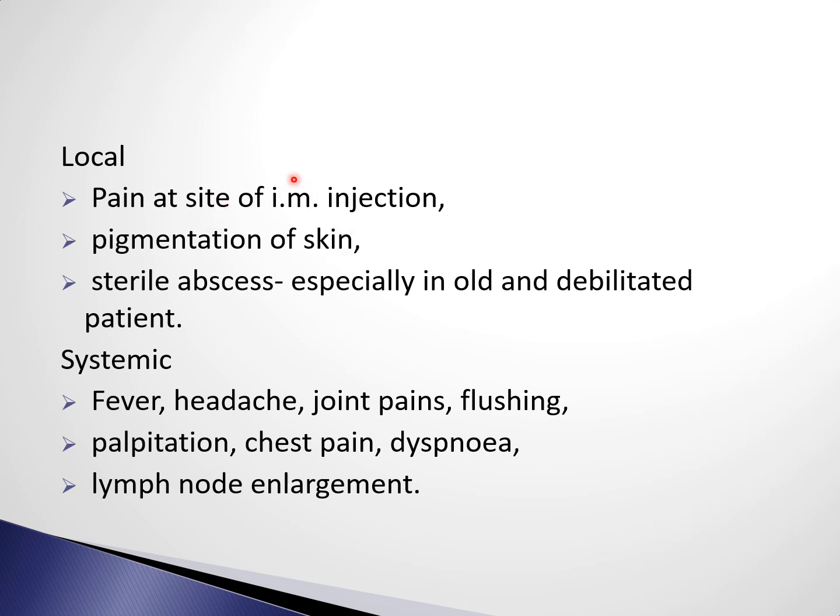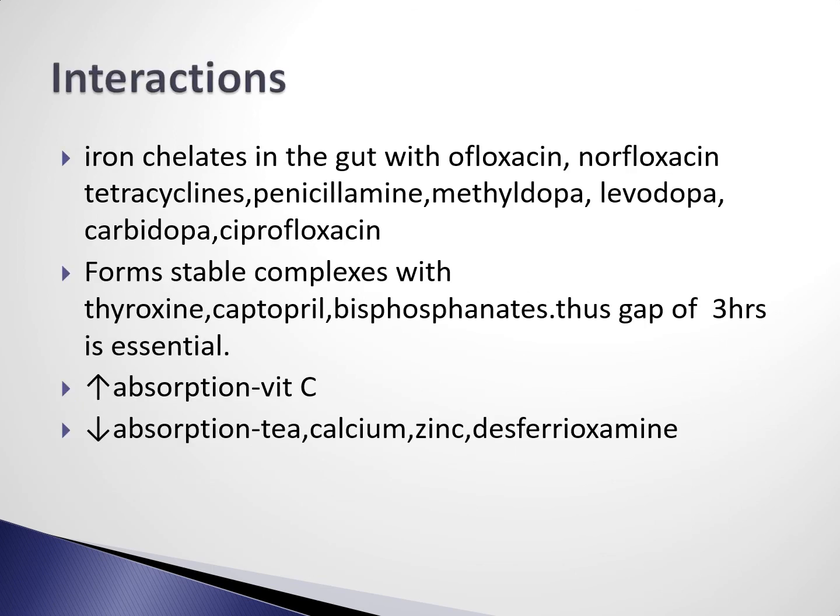Now, as you also give iron preparations parenterally, you get some local reactions also. There can be pain at the site of injection or pigmentation of skin, and that is why you are advised to give it by Z-track technique. Then sterile abscess, and you can get some systemic adverse effects by parenteral therapy, that is fever, headache, flushing, palpitations, dyspnea, and lymph node enlargement. These are a few of the adverse effects related to oral as well as parenteral iron therapy.